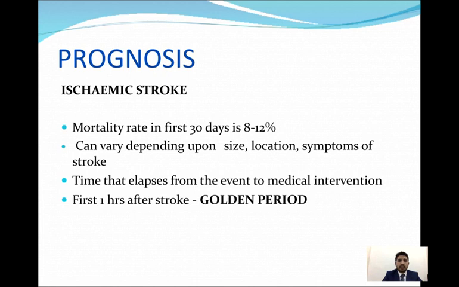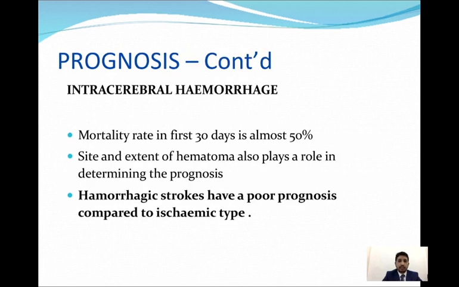Prognosis. Prognosis of ischemic stroke is better than hemorrhagic stroke. Mortality in the first 30 days is 18 to 12%, but it depends upon the size of the infarct, the condition of the patient, and the complications that arise during the treatment. Hemorrhagic stroke has a mortality of up to 50%.